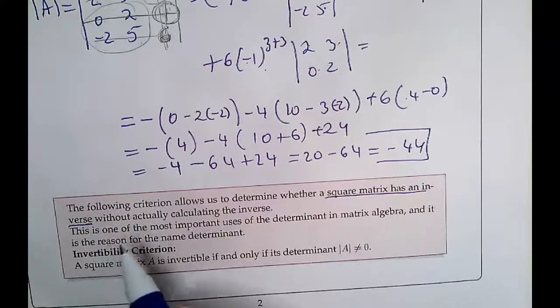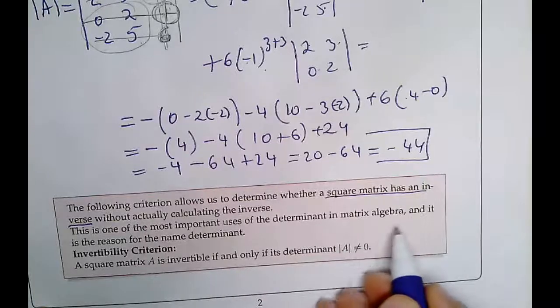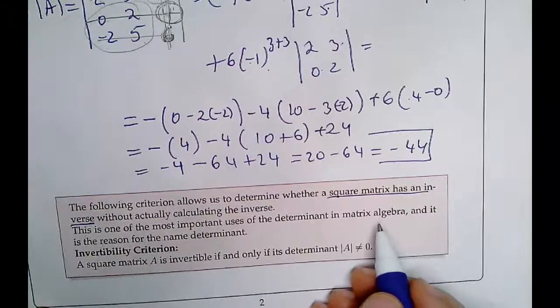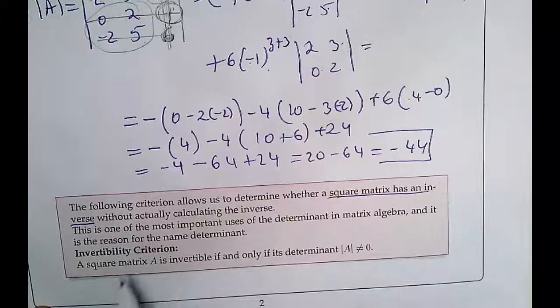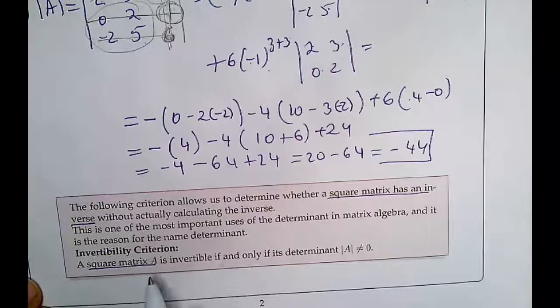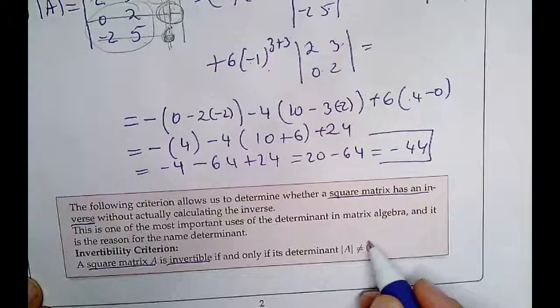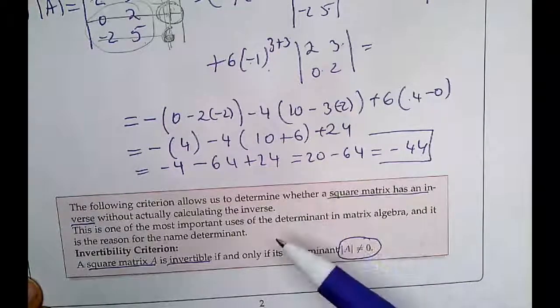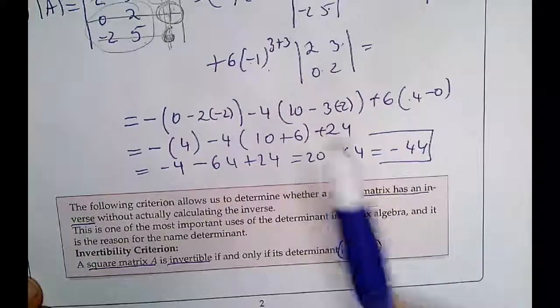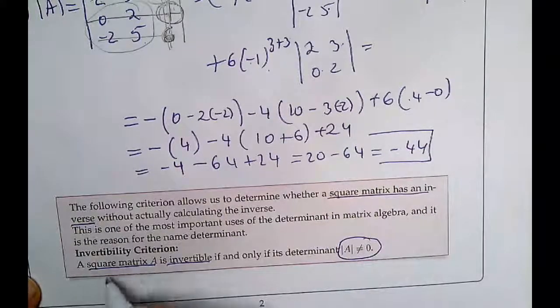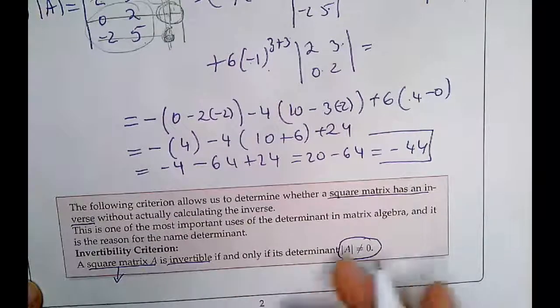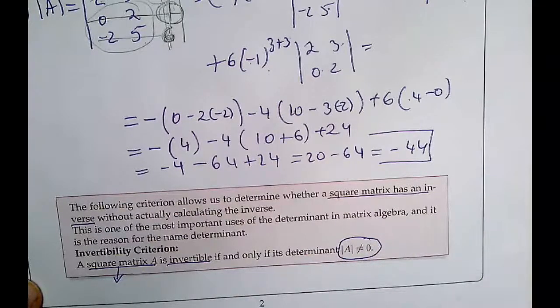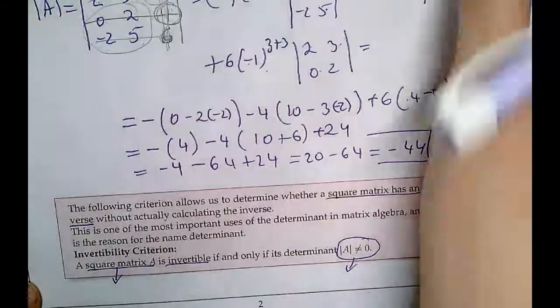We can actually use determinants to see if a matrix has an inverse, because if a square matrix A is invertible, then its determinant cannot be equal to 0. So if you calculate a determinant and it's 0, then that matrix is not going to have an inverse. Remember that only square matrices are invertible. So if the matrix is not square, then it's not invertible. And if the determinant of that matrix equals 0, then it's not invertible.